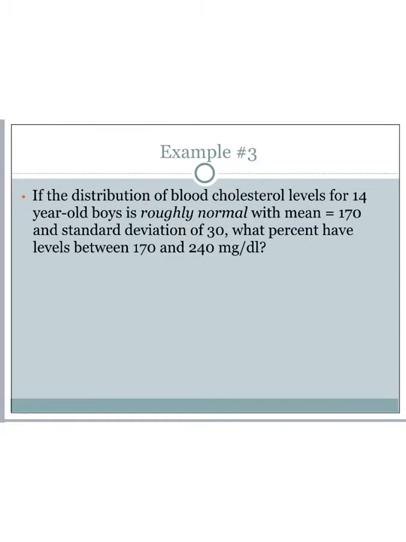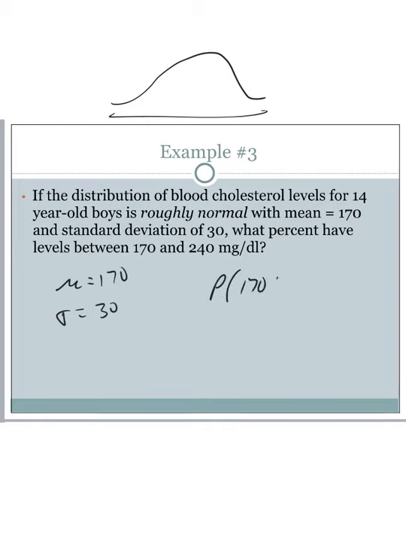Example 3 now is a between scenario. In this case, the distribution of blood cholesterol for 14-year-old boys is roughly normal, which again just means it follows the bell curve, with a mu of 170 and a sigma of 30. The question now is, what's the probability that we have an x between 170 and 240?